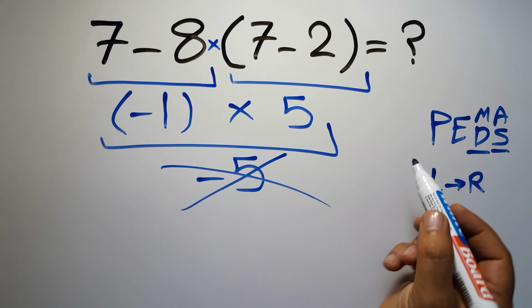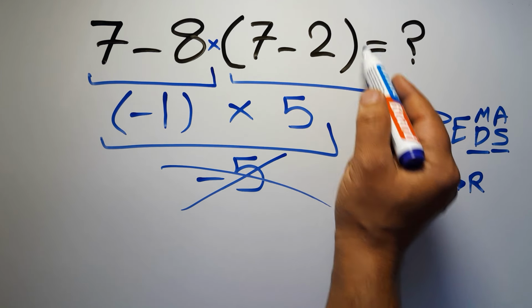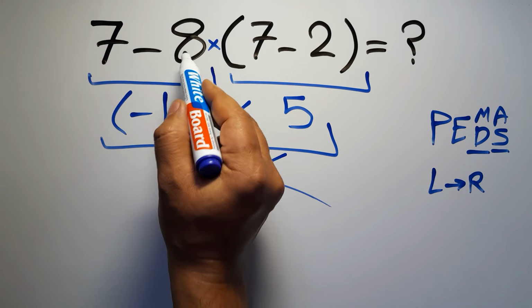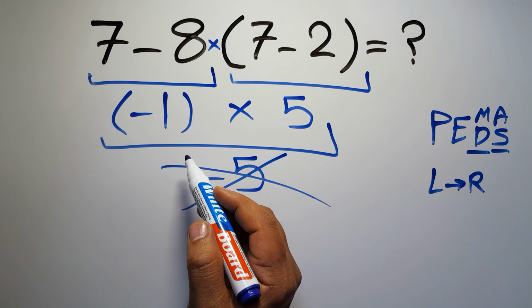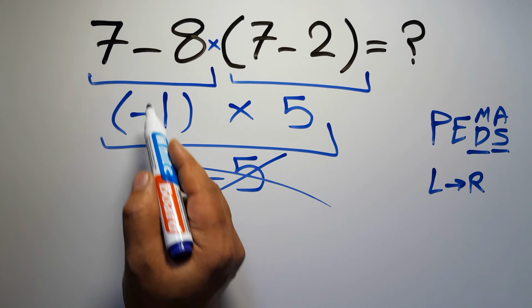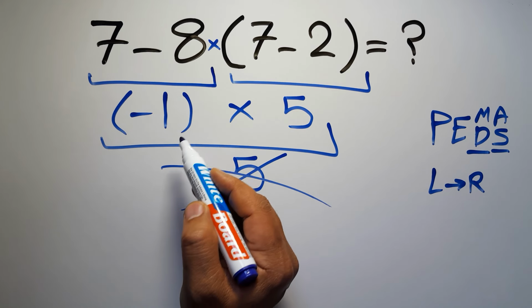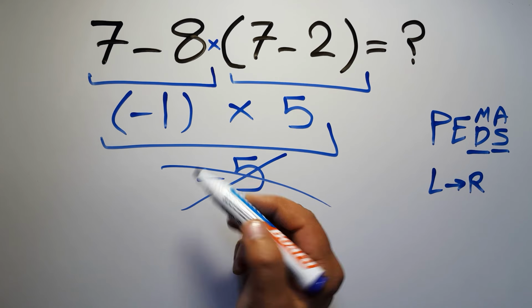Okay, so according to the PEMDAS, first we have to do this parentheses, then this multiplication, and finally this subtraction. If you do this subtraction before this multiplication or this parentheses, it is wrong.